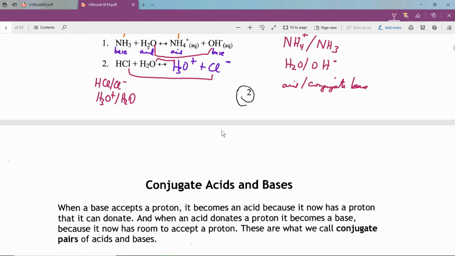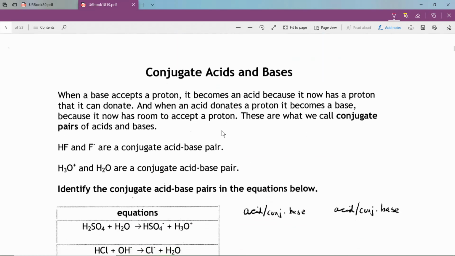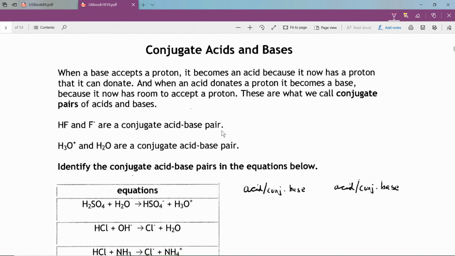All right. Okay, so let's look at this definition here of conjugate acids and bases. When a base accepts a proton, it becomes an acid because it now has a proton that it can donate. And when an acid donates a proton, it becomes a base because it now has room to accept a proton. These are what we call conjugate pairs of acids and bases. So, for example, HF and F minus are a conjugate acid-base pair. H3O plus and H2O, as we just saw, are a conjugate acid-base pair.